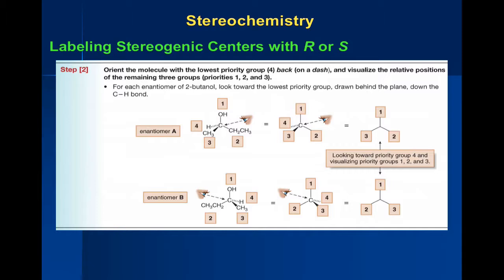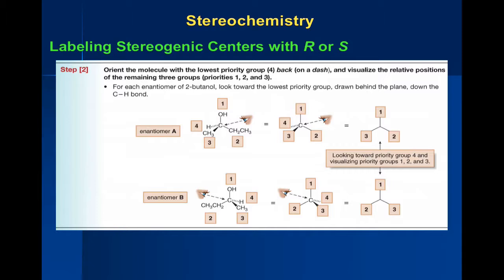Okay? However, it is not always going to be that convenient for you, because I will not always draw them with the lowest priority group facing away from you. You will have to build a model, grab the lowest priority group, and turn it away. Okay? I'm not going to make your life that easy. It's because it's never that easy. Molecules have more than one chiral center. We can't draw them all going away from the plane to have the right relationship.